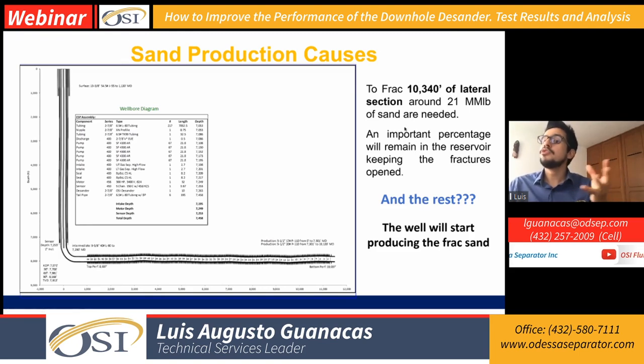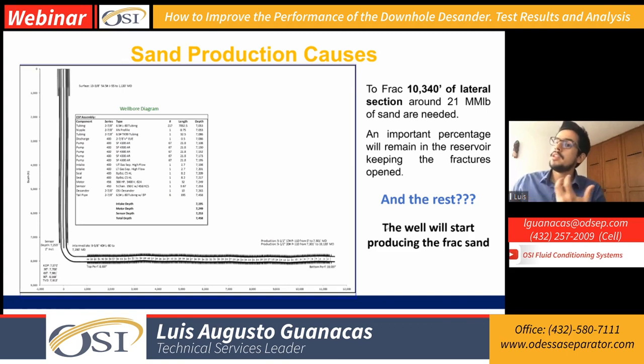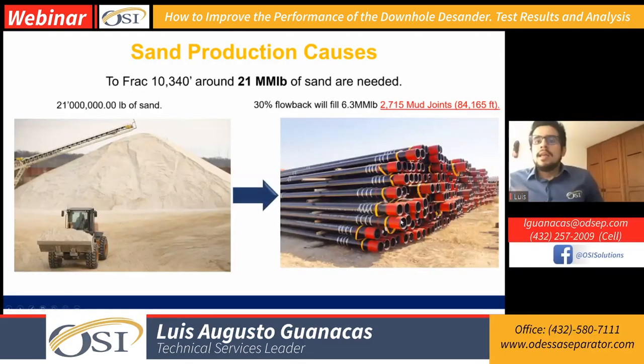An important percentage of this sand is going to remain in the fracture inside the reservoir. It's going to keep the fracture open. But what about the rest? How much sand am I going to get back? How much sand are we going to get from the fracture? Well, there are different theories and different investigations. We actually chose the more severe one, just in order to give you an example of how severe the sand production can be. This is what we want to show you.